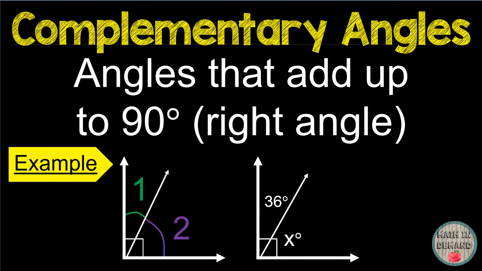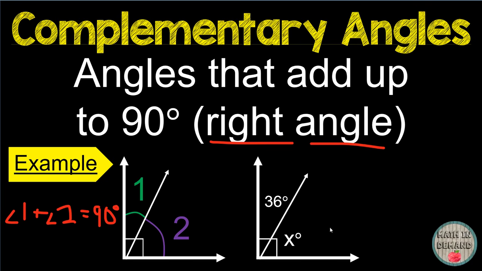Complementary angles are angles that add up to 90 degrees, also known as a right angle. In this picture, angle 1 and angle 2 add up to 90 degrees. This is a complementary angle. We can write an equation where angle 1 plus angle 2 equals 90 degrees. We can use these equations to solve problems where we have an unknown.